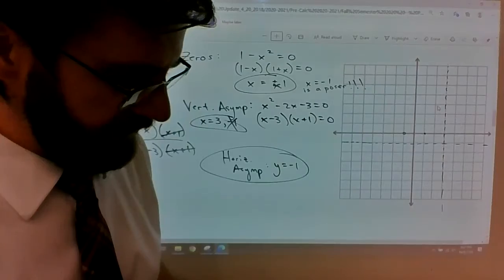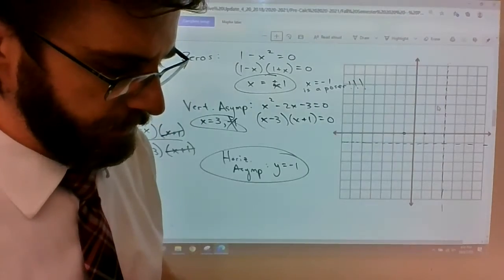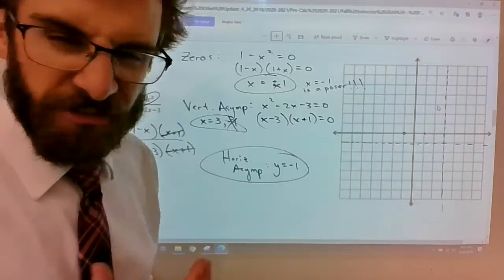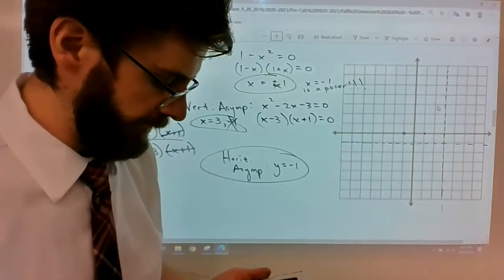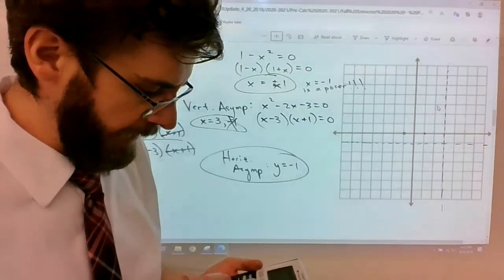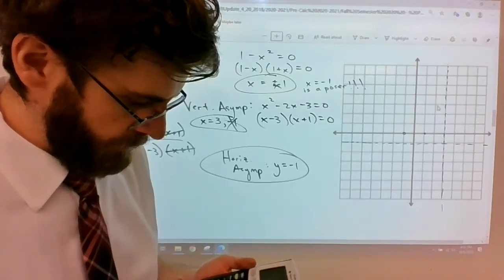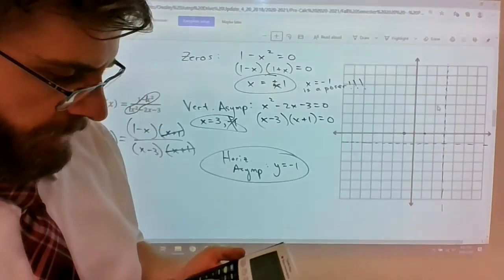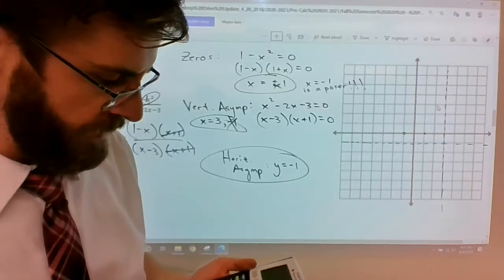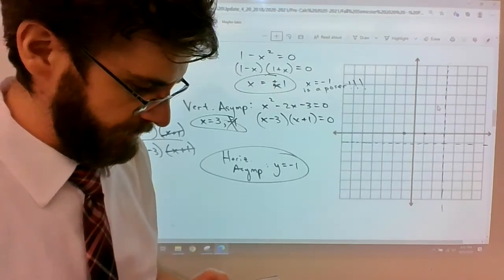So I'm going to plug in the original equation into my graphing calculator for the table. You don't need a graphing calculator to do this. You just need a calculator with a table. x squared minus 2x minus 3.